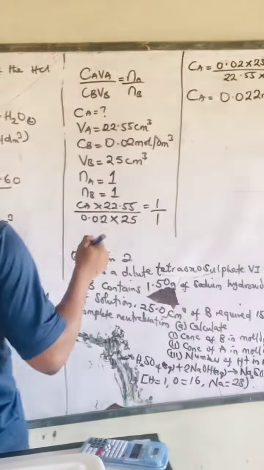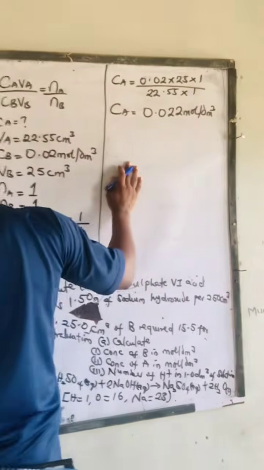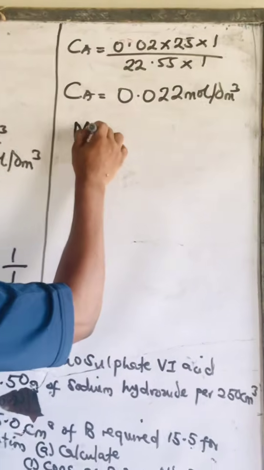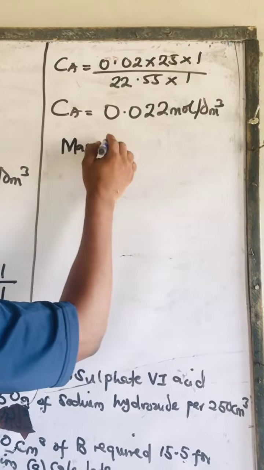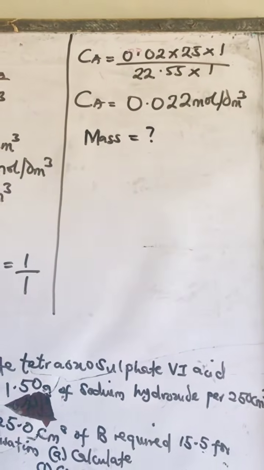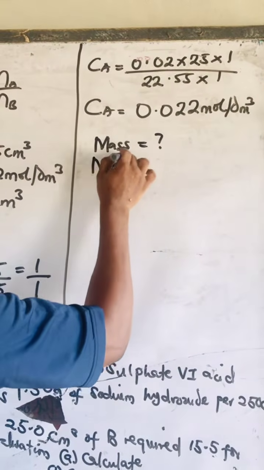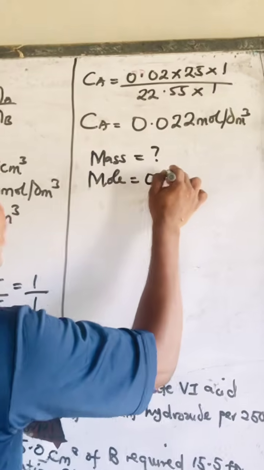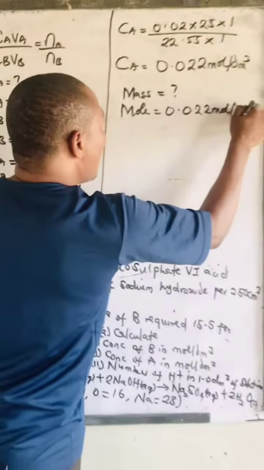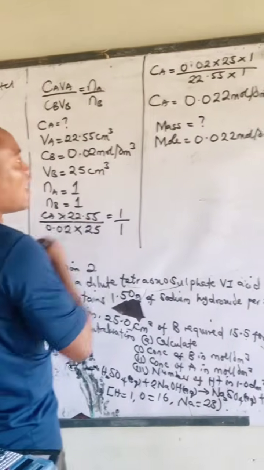So from there, we have concentration of HCl in gram per dm3. In gram per dm3 means now we are looking for the mass concentration of the acid. So our mass is what we are looking for. Do you see that now? Our mole now is what? It is 0.022 mole per dm3. And our what?